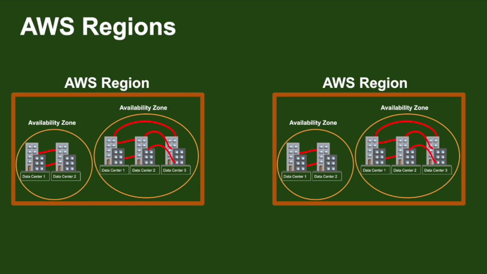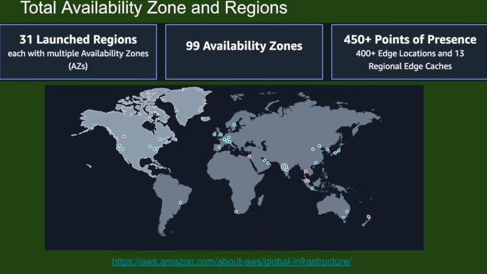And now multiple of those availability zones combined is called an AWS region. As of today, Amazon AWS has 31 launched regions, and there is a URL you can visit. It is aws.amazon.com/about-aws/global-infrastructure, and you will be able to see the total number of regions. As of today, it is 31, and there are 99 availability zones, and growing.